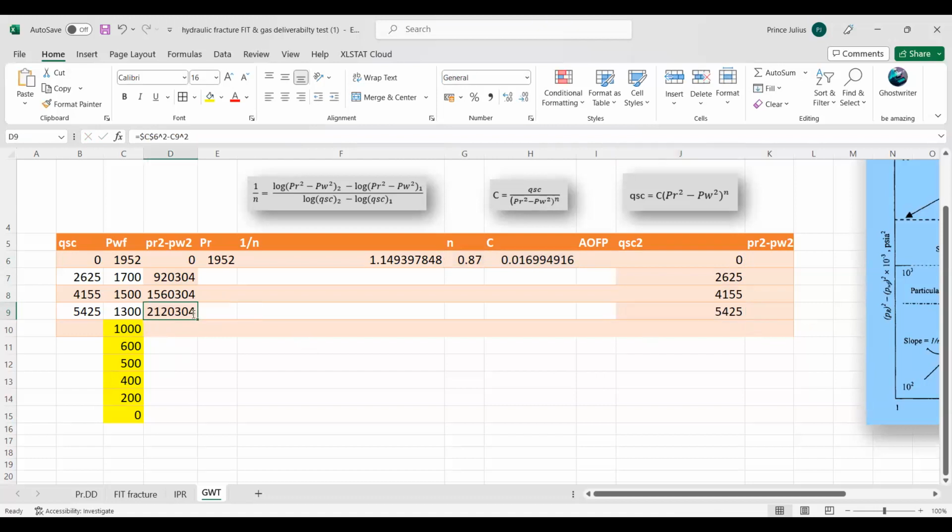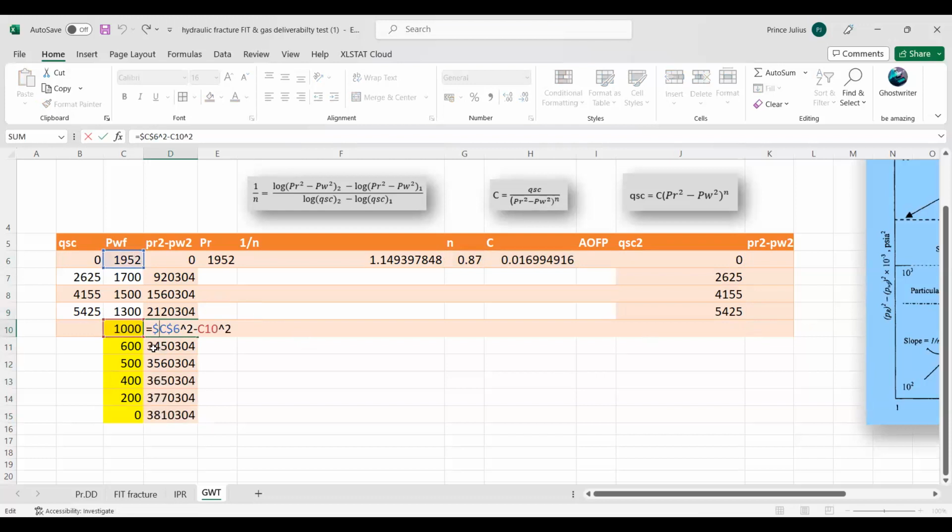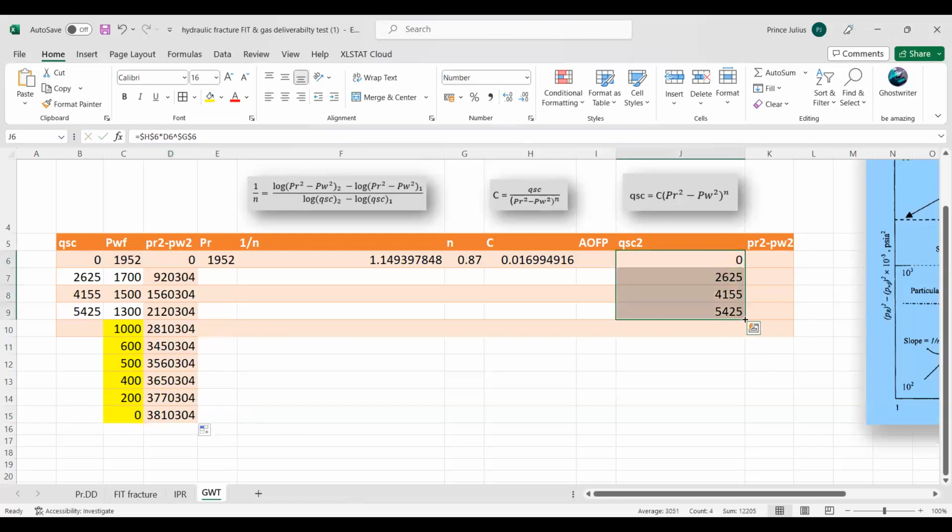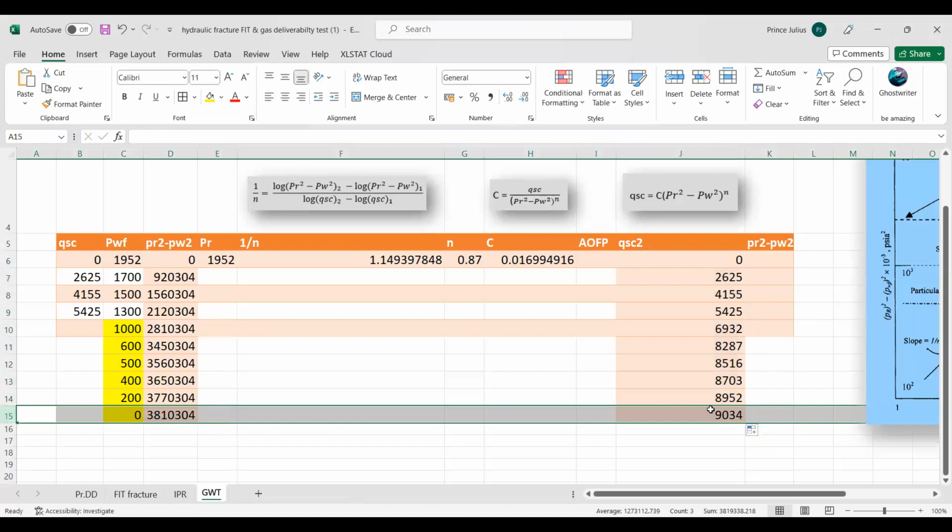For that, what I will do is, since I have this value, I will start forecasting it forward. So I got the values. So PR square for 1000 minus 1952. In the same way for 600, for 500, and this is my AOFP value, where the value is PR square, that is 0. I'm sorry, PW square is 0 and PR square is as it is. So since I have these y-axis values, I will be exploiting it, projecting it down. So this is the value where I am, 9,034.